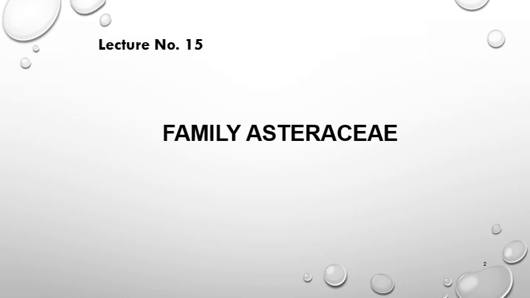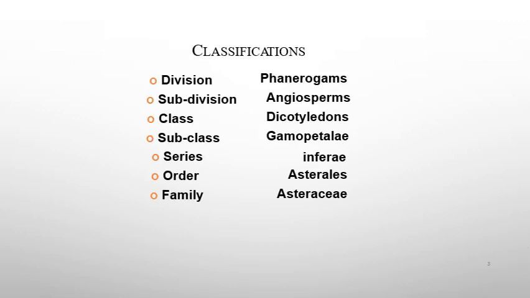So here we have first of all the systematic position and taxonomical hierarchy of this family. This family belongs to the division Phanerogams. The subdivision of this family is Angiosperms. It is present in the class Dicotyledon, and the subclass of this family is Gamopetali. The order of this family is Asterales, and the family, as you know, is Asteraceae.